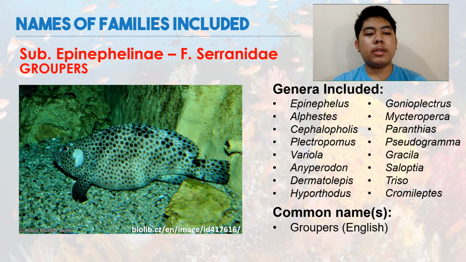The next is the subfamily Epinephelinae of the family Serranidae, or the groupers. The genera included are Epinephelus, Alphestes, Cephalopholis, Plectropomus, Variola, Anyperodon, Dermatolepis, Hyporthodus, Gonioplectrus, Mycteroperca, Paranthias, Pseudogramma, Gracila, Saloptia, Triso, and Cromileptes. The common name accepted for this subfamily is groupers in English.